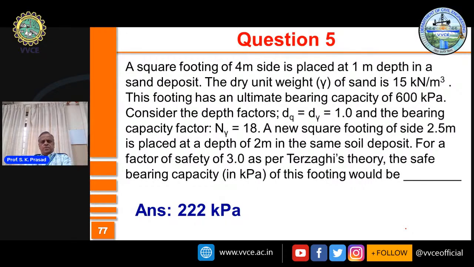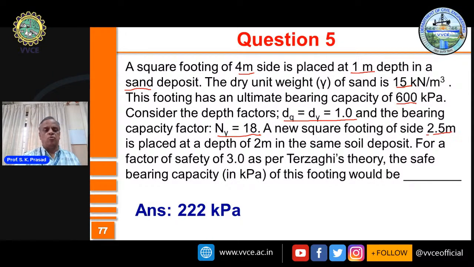Question number 5. A square footing 4 meters inside is placed at 1 meter depth in sandy deposit. Please note here, it's a sandy deposit, at a depth of 1 meter. It's a square, 4 meter side. Dry unit weight of soil is 15 kilonewton per meter cube. The footing has an ultimate bearing capacity of 600. So this you don't have to bother now. Bearing capacity factor N gamma is given. Oh, it's exactly similar to the second problem I solved.